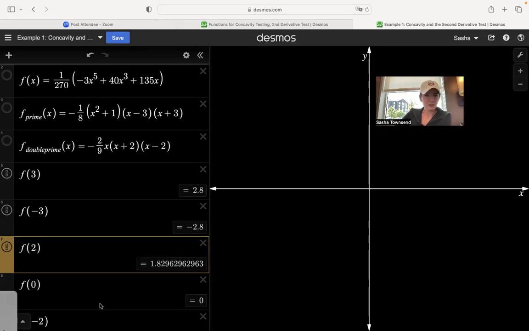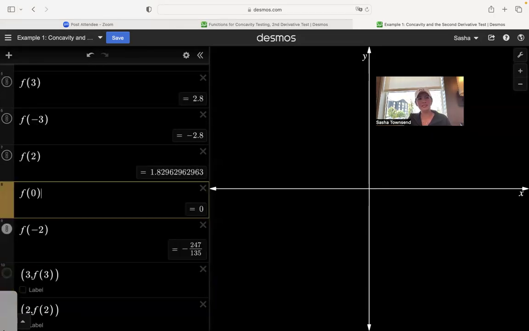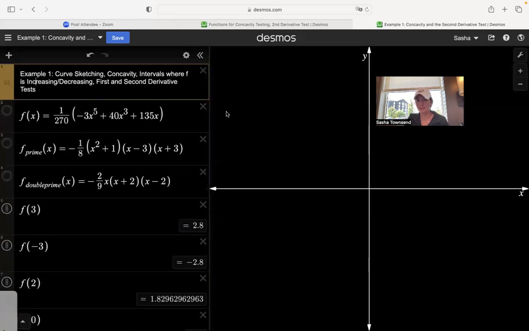And at -2, because of the symmetry, we end up with the same value but negative. So -247 divided by 135. So that's approximately -1.8296. And our function value at 0 is just 0 because x is a factor. Okay, now I could just graph the function and the points using the calculator, but I don't want to do that. I want to see if I can graph it on paper and then see if the graph on paper looks like the graph of the function online. So let's do that.